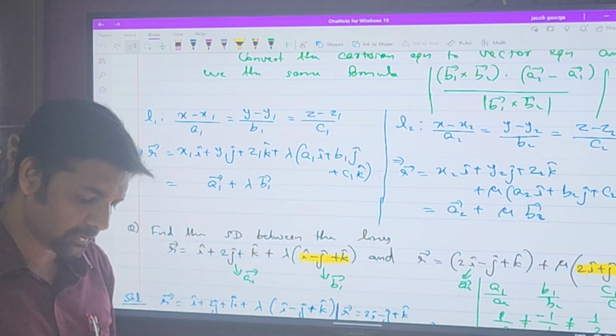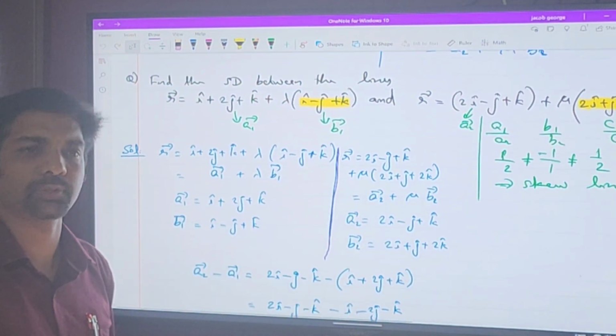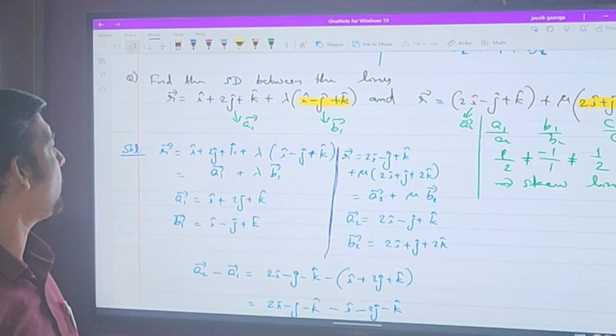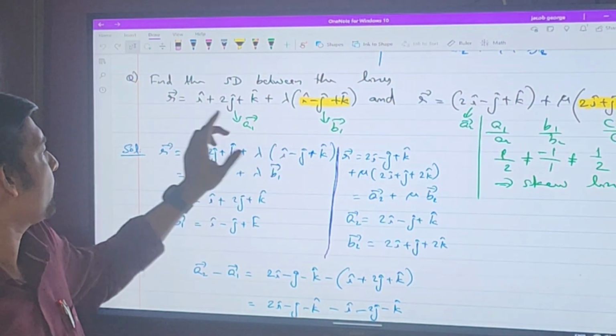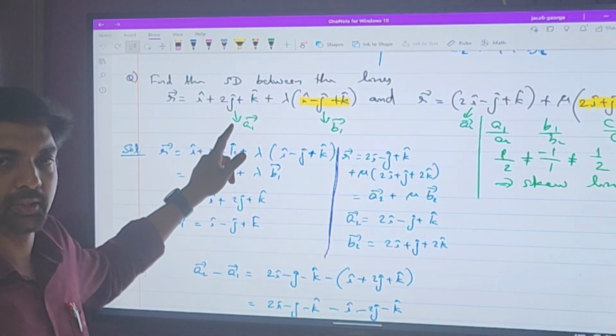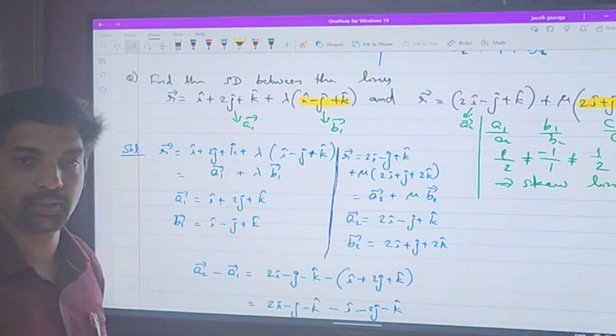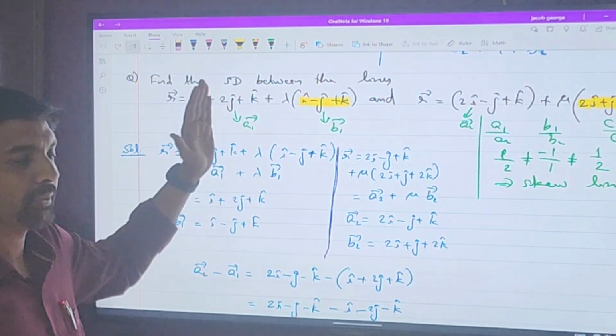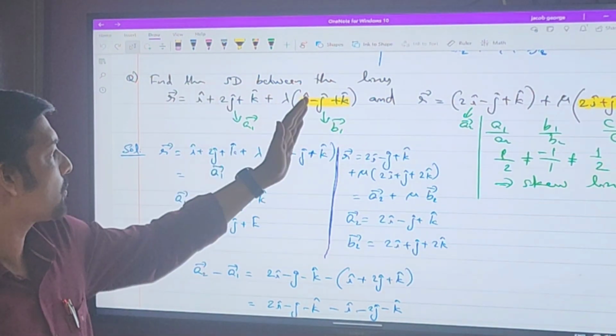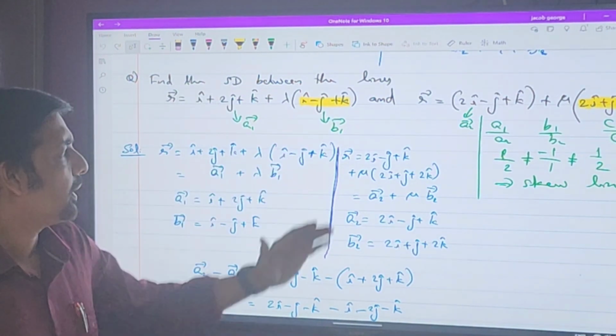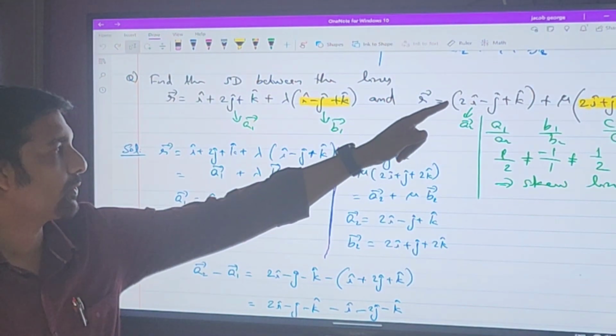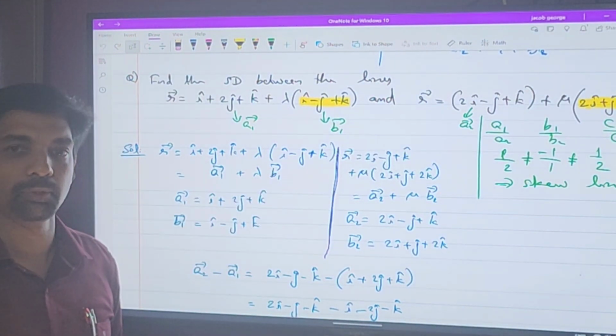Now let's see the sums based on shortest distance. The first question is in vector form, so it is a direct form. Vector r is i cap plus 2j cap plus k cap, that is vector a1, plus lambda times, so this is vector b1. And second is vector a2 plus mu times vector b2.